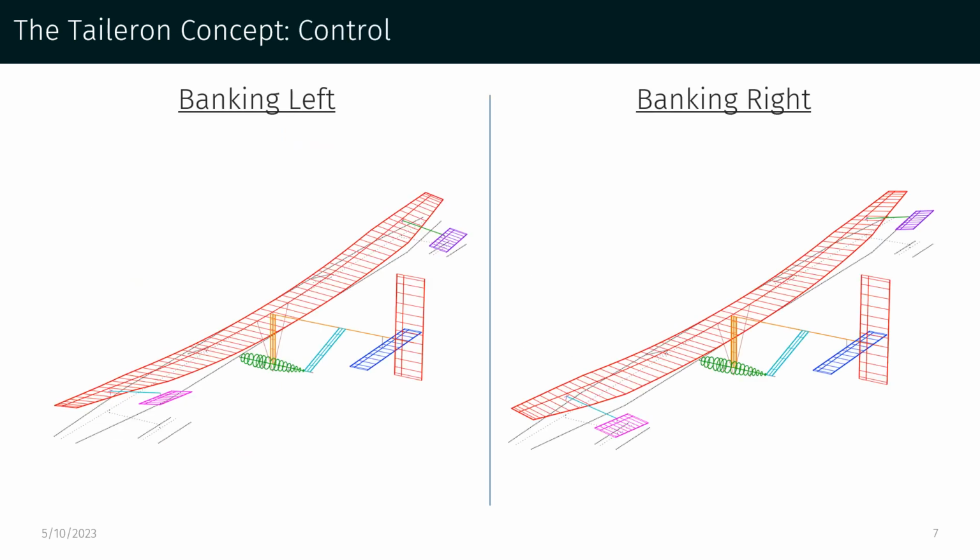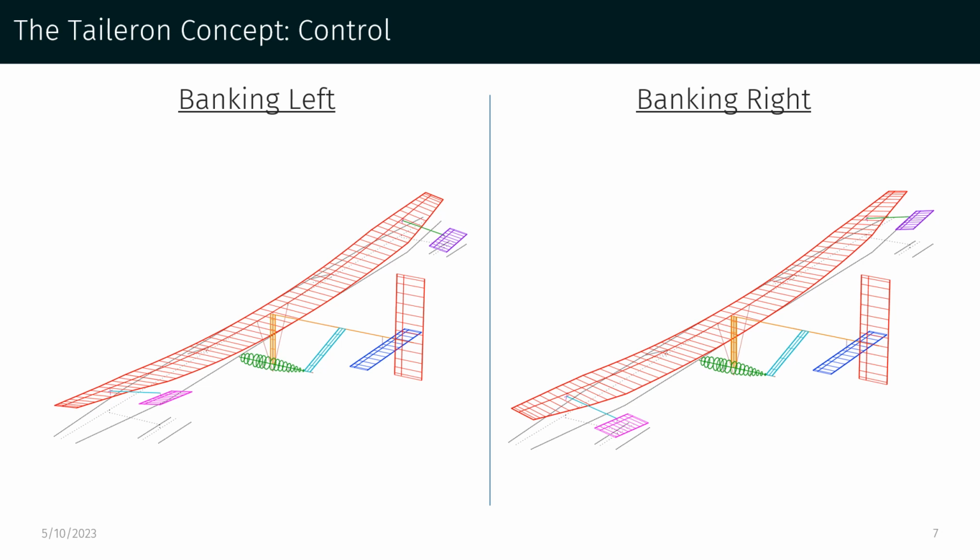To illustrate the second point about how tailerons can control a wing via warping, we show two cases, one where the airplane is turning left and another where it's turning right. These two cases are computationally simulated. Here on the left, a taileron on the right side of the airplane is creating a downforce, which twists up the wing, increasing the lift coefficient on the right side of the wing, ultimately resulting in a turn to the left.